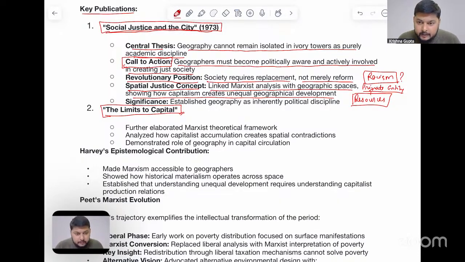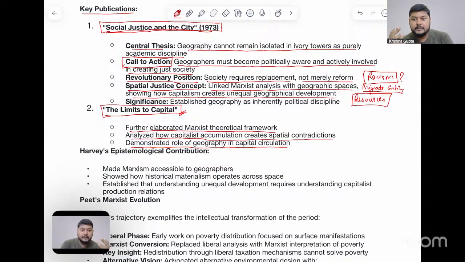Okay, so let's move to the next part here. The Limits to Capital further elaborated the Marxist theoretical framework. It analyzed how capitalist accumulation creates spatial contradictions and demonstrated the role of geography in capital circulation. This was quite important to see the Marxist approach in geography with respect to the limits to capital, and how this analysis of capitalist accumulation created spatial contradictions within a particular system. So this is the demonstrated role of geography in capital circulation.